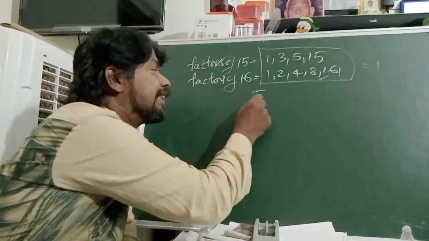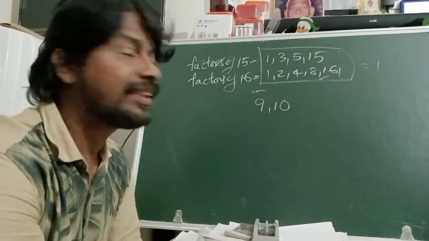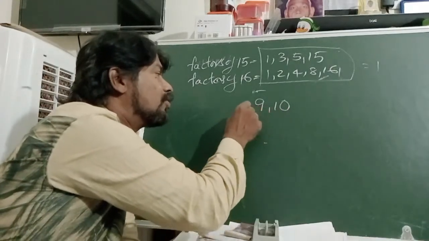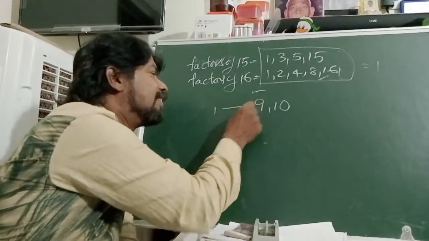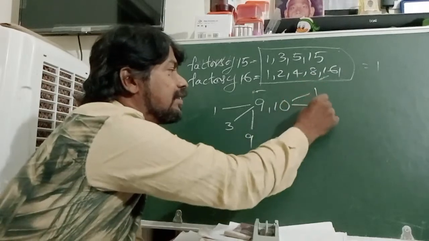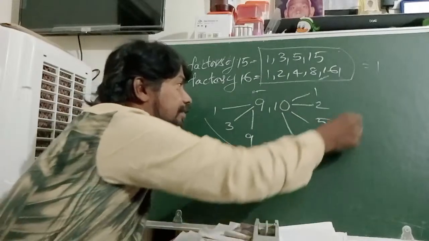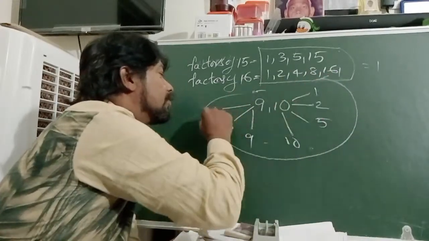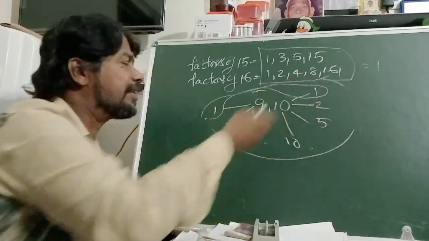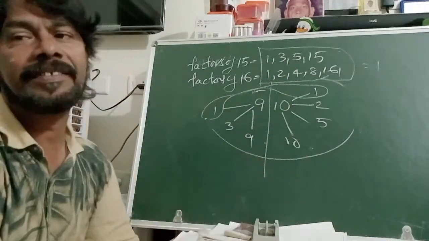Suppose we are taking 9 and 10. These two are consecutive numbers, and we get 10 after 9. So factors of 9, already 1, 3, 9. Factors of 10: 1, 2, 5, 10. Observe, 1 and 1 are common factors. So the remaining are 2, 3, 5. There is no common factor to each other.